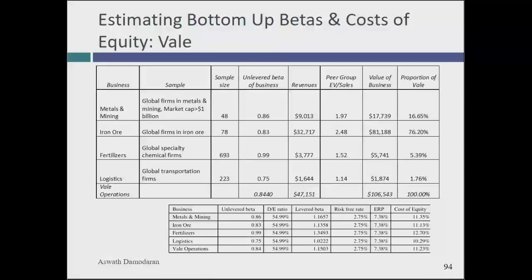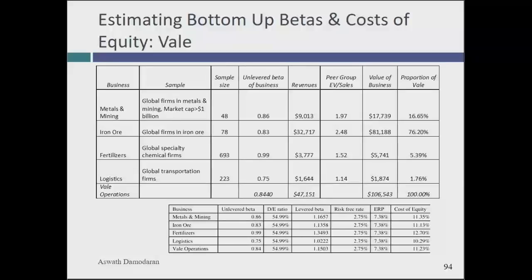So the way to read this, a typical metals and mining company trades at about 1.97 times revenues. A typical iron ore company trades at about 2.5 times revenues. A fertilizer company trades at about 1.5 times revenues. Do you see what I'm going to do? I'm going to take your revenues from each business and multiply by that number. So for fertilizers, multiplying 3,077 by 1.52 gives me an estimated value for the fertilizer business, and I get that for all 4 businesses.